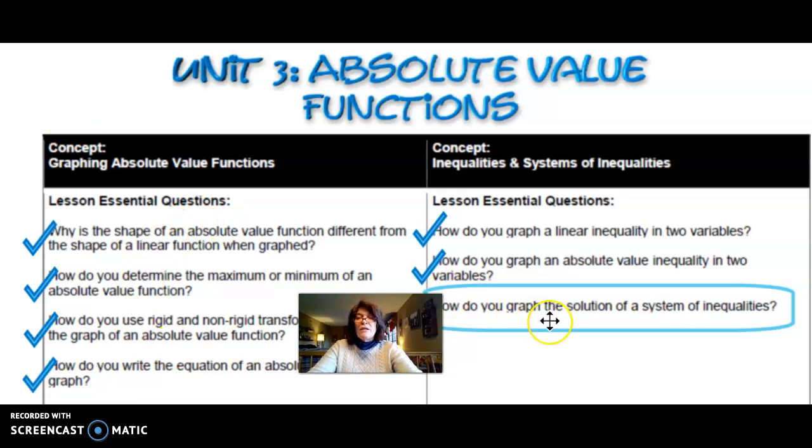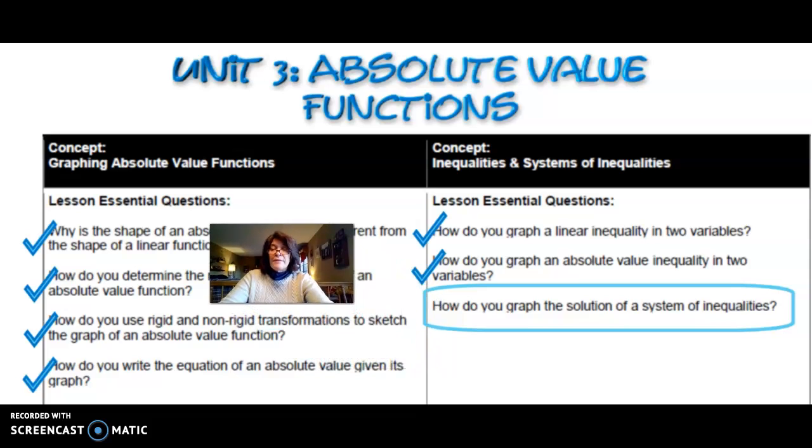Okay, so here are the essential questions that we've had so far. We've graphed an absolute value equation. We know how to determine the max or the min of the absolute value function, right? It's a V. It's either a minimum if we open up, or if it opens like this, it's a maximum. We know how to find the vertex, etc. And now we're writing the absolute value equation. We know how to do that from a graph.